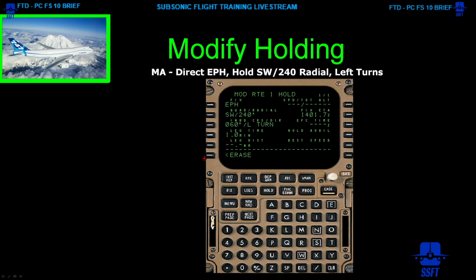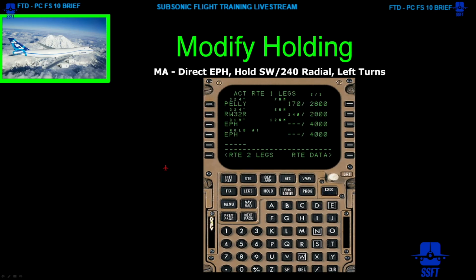So we'll change this to reflect what ATC wants us to do for the amendment to the missed approach. We'll execute that. And then you can see on the legs page we have Peli, runway, and then off of the runway direct to FTD, and then the hold at FTD at 4,000 feet. We put the 4,000 feet in there, and then that's complete with what ATC wants us to do.